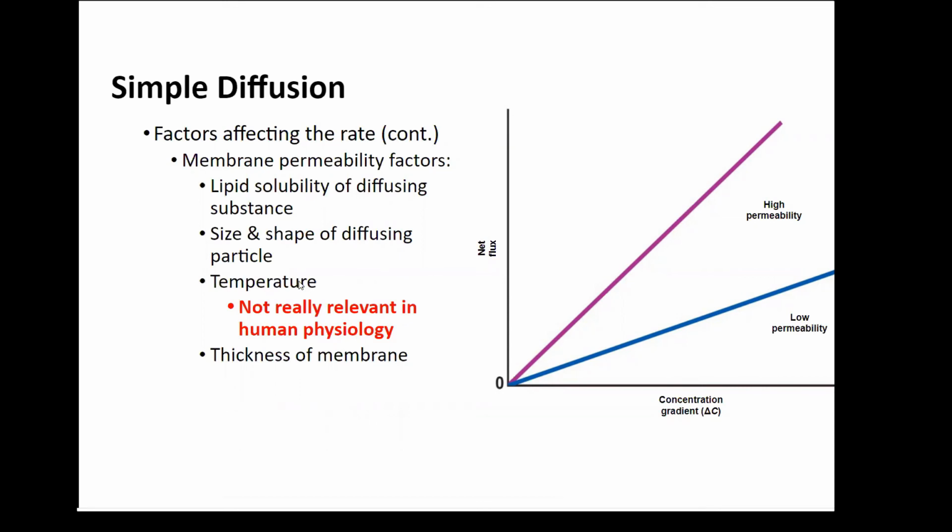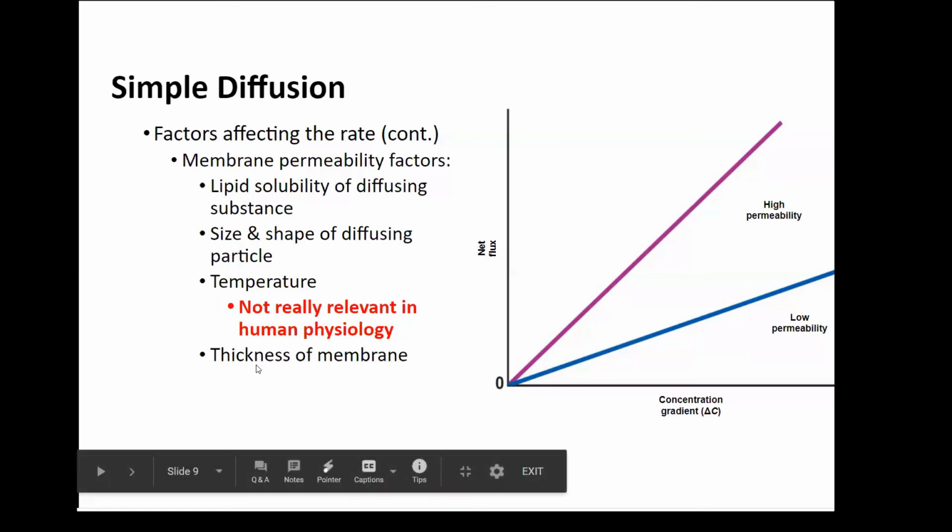Another factor that does theoretically affect the rate of diffusion is temperature. But temperature is a regulated variable in humans, and in living organisms. So this isn't really relevant in human physiology. Our temperature is kept in a really tight range, so we shouldn't have too much temperature variability affecting rate of diffusion in human bodies. What we will see differences in is the thickness of a membrane.